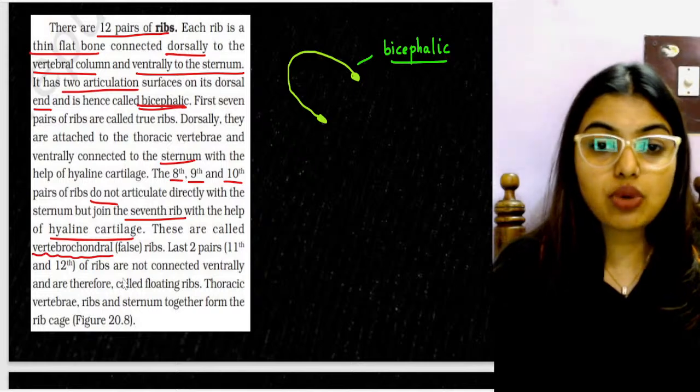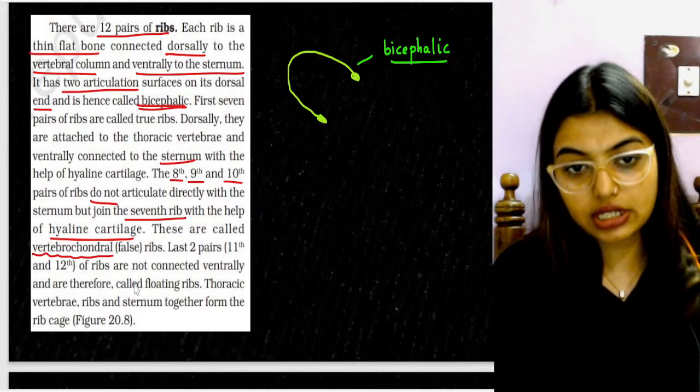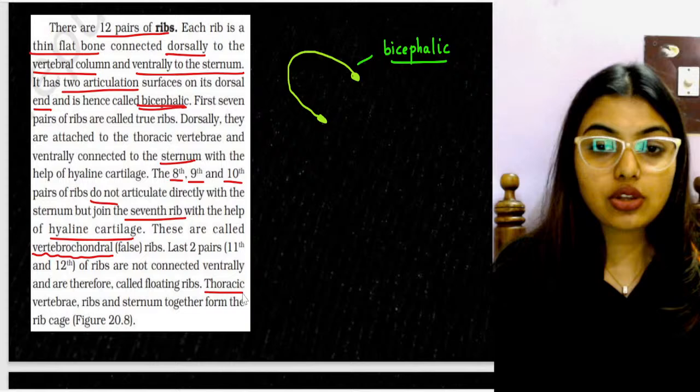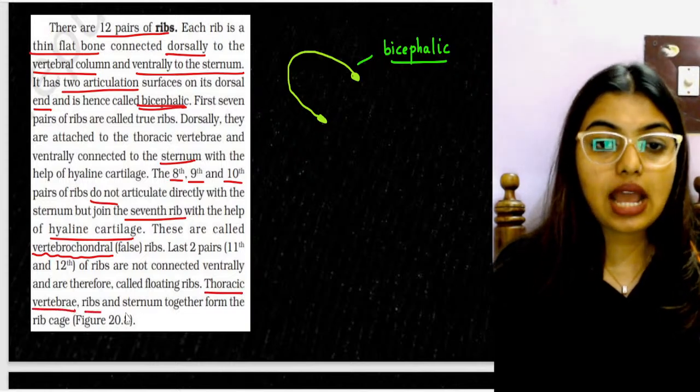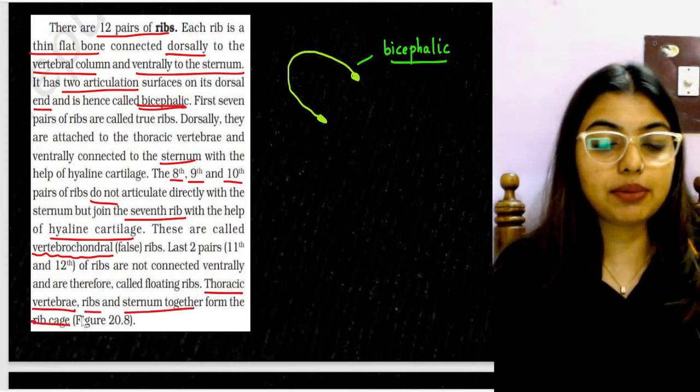The last two are called floating ribs because they are not at all connected. Thoracic vertebrae, ribs and sternum together form the rib cage.